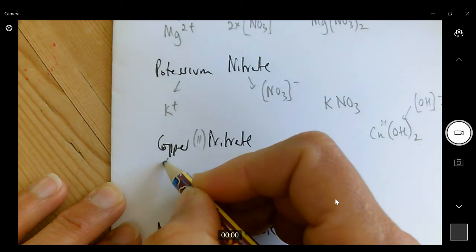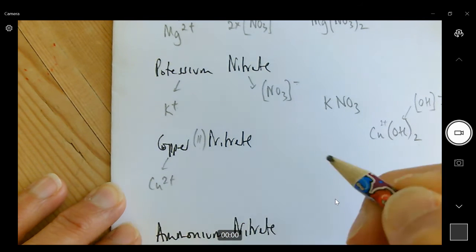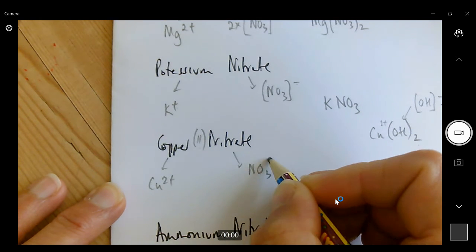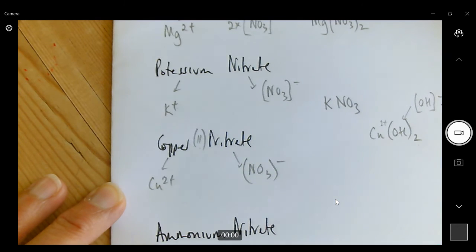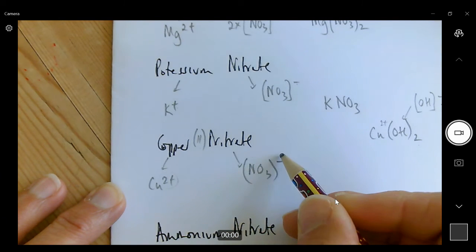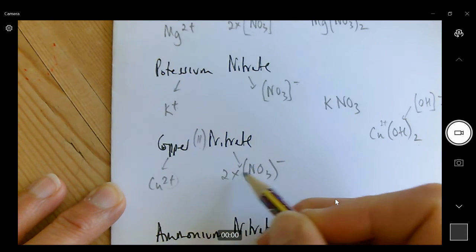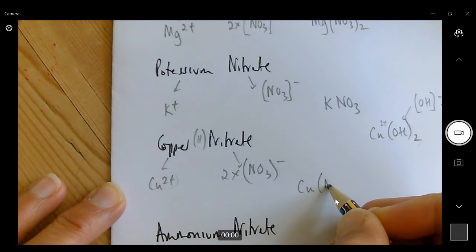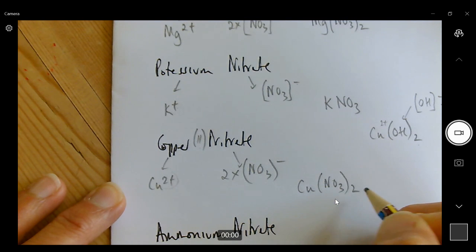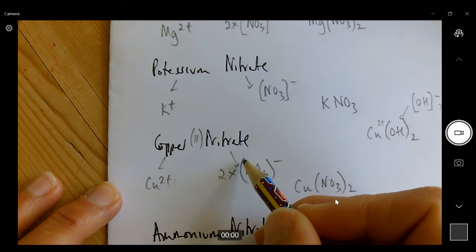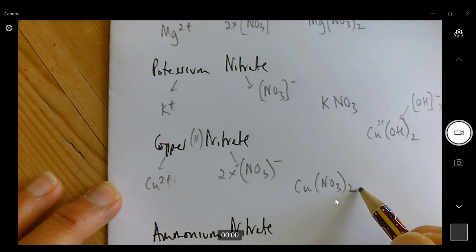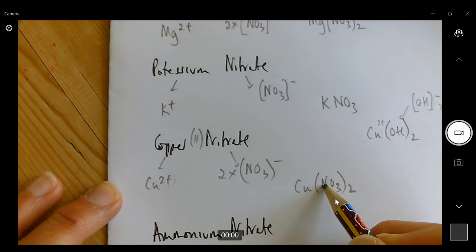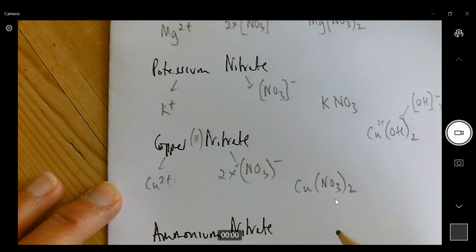So we know it's copper(II) nitrate, so we know we've got Cu2+, and here we know we've got NO3-. I've got 2 positives here, I need 2 negatives here, therefore I need 2 of these nitrate ion groups. So I'm going to have Cu(NO3) and 2 of them. So I'm multiplying this whole group by 2. So I'm putting brackets around it, I'm putting a 2 on the outside. That means I've got 2 nitrogens and 6 oxygens.